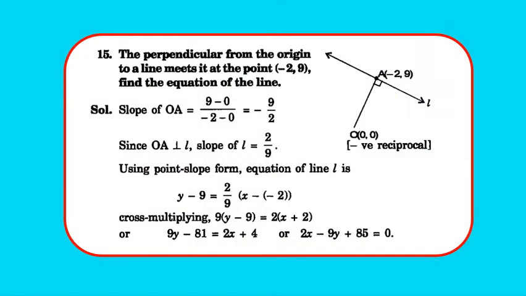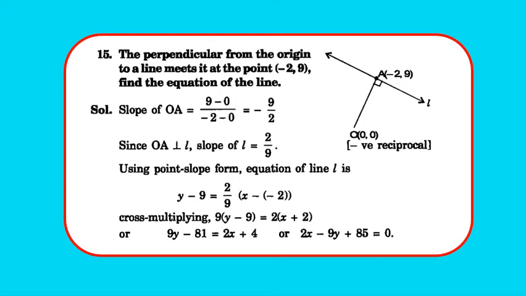Moving to question 15. The perpendicular from the origin to a line meets it at the point (minus 2, 9). Find the equation of the line. We have to find the equation of the line.